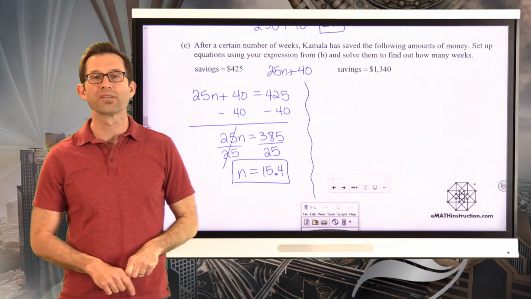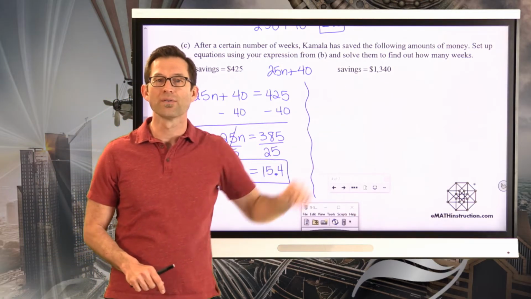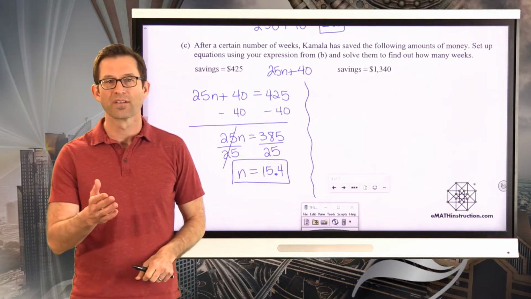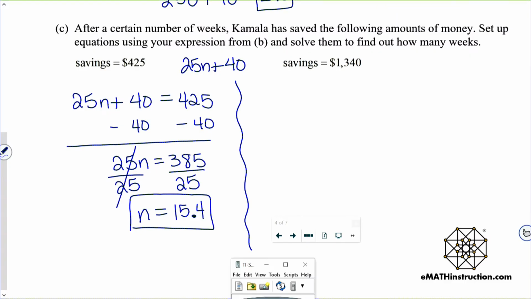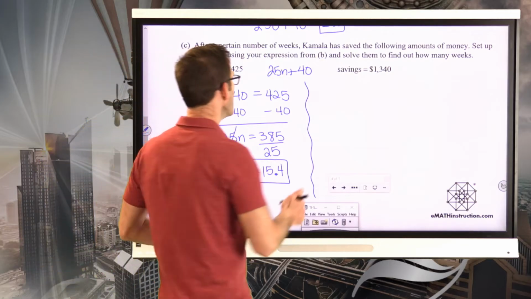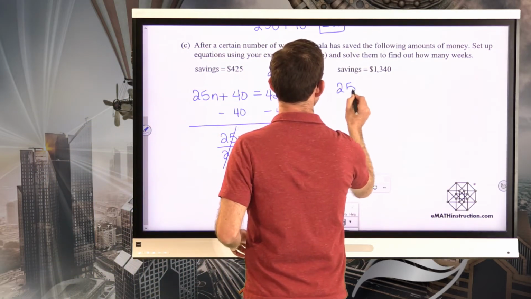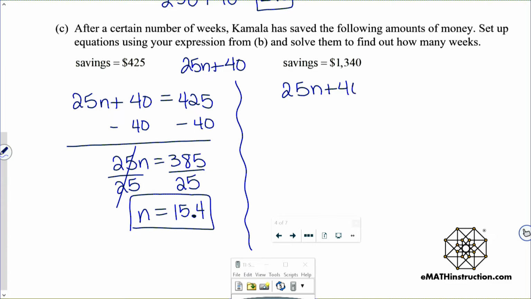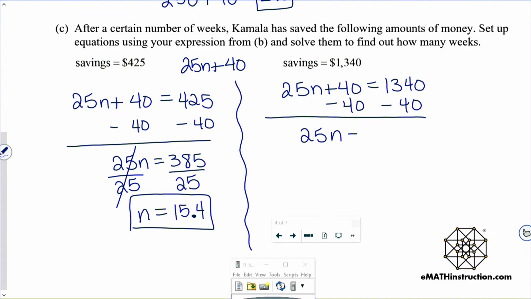So figure out how many weeks it's going to take her to save up $1,340. Go ahead now. All right, let's do it. So again, same idea, right? We're going to take this expression that predicts how much she's saving, and we're going to set it equal to 1,340. We're now going to solve this with exactly the same steps we did before. Subtract 40 from both sides. This time I don't think I need a calculator to figure out the first part. That's just going to be 1,300.